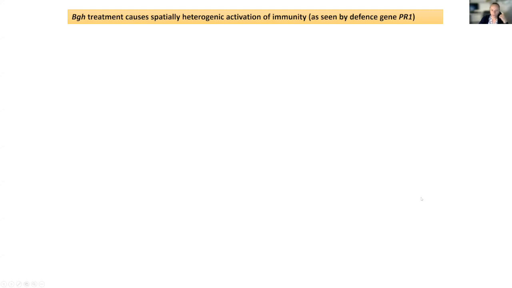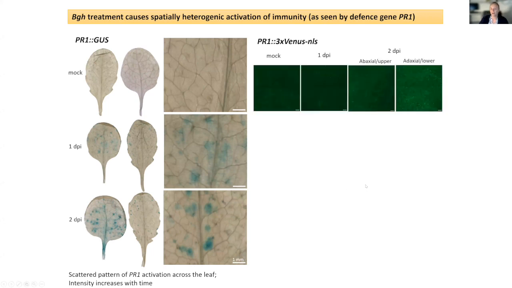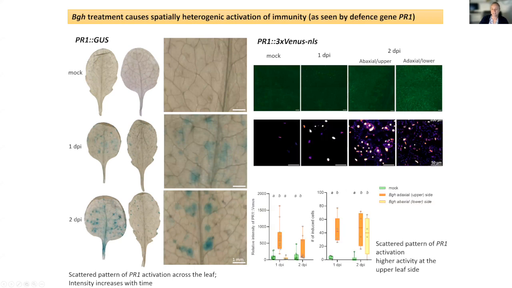What we also noticed while working with the system is that as the infection is heterogeneous, so is the immunity. We can detect the activation of defense genes by GUS fusions or Venus fusions, and you can see that immunity is progressing the same way one and two days after infection. But we can also see that the activation of defenses is heterogeneous, not only within the leaf on the horizontal scale, but also between the upper and lower sides of the leaf. So what we're dealing with is activation of immunity at the level of single cells and neighboring cells. The thing we also have to address is cell-to-cell communication involved in stopping the disease response.